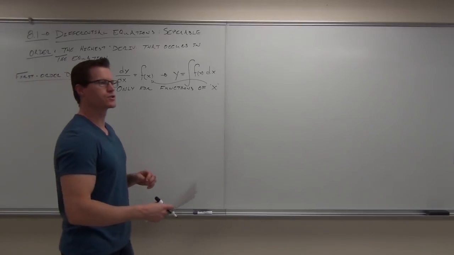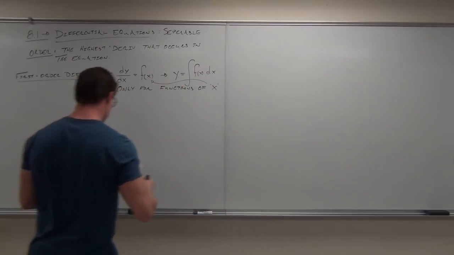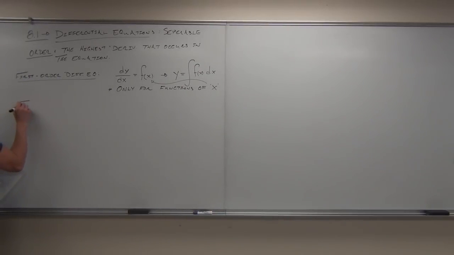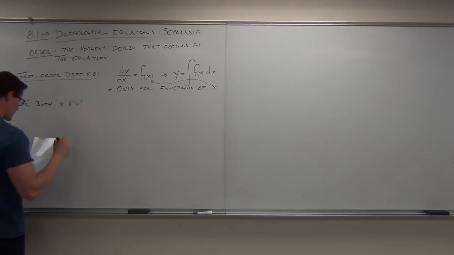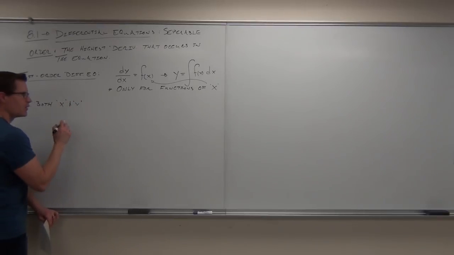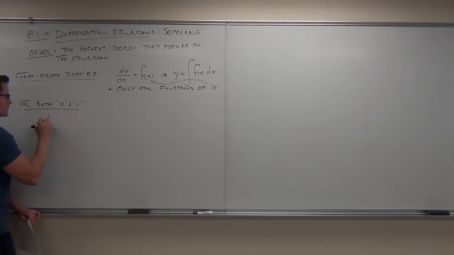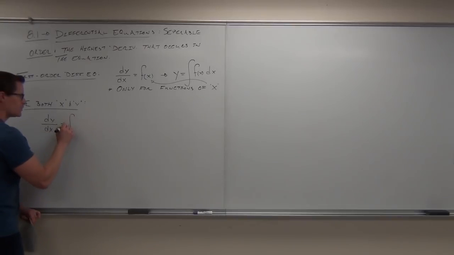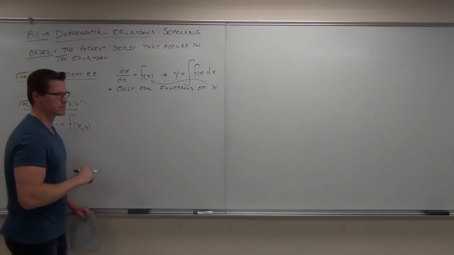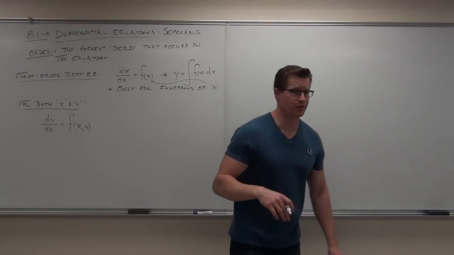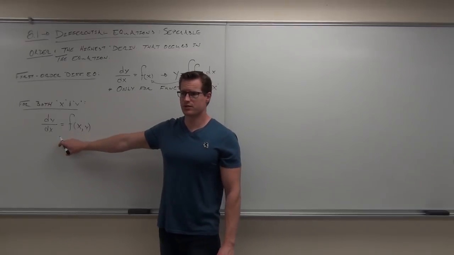What if we had functions in terms of both x and y? Well, consider this. If we did that, what we would be doing is we'd have a derivative, and we'd have a function with both x and y in it. So we still have a first derivative. Hey, look at that. Is it still a first order differential equation? Let's walk through it. Is it an equation?